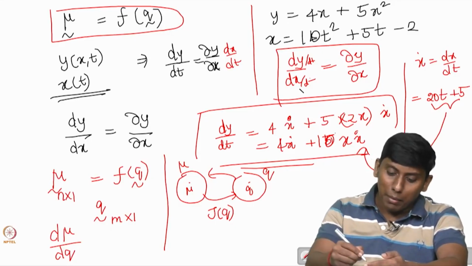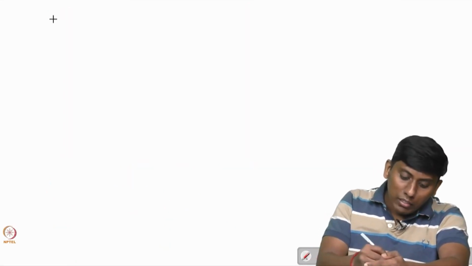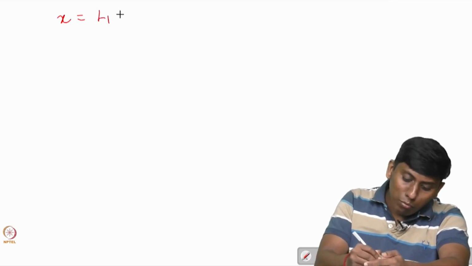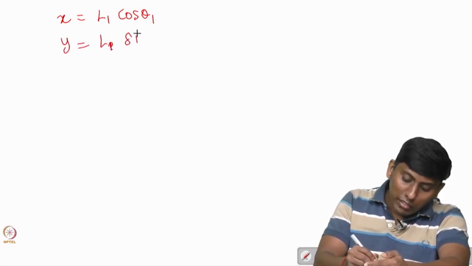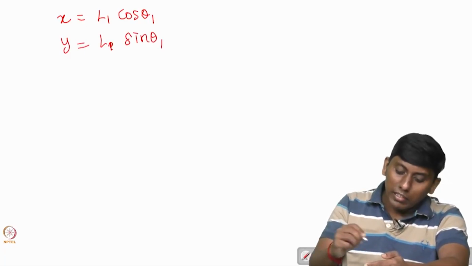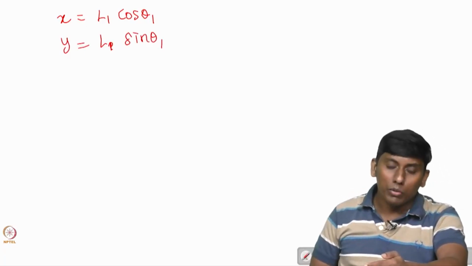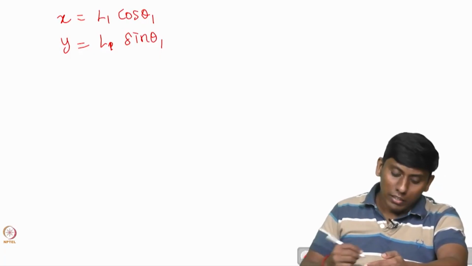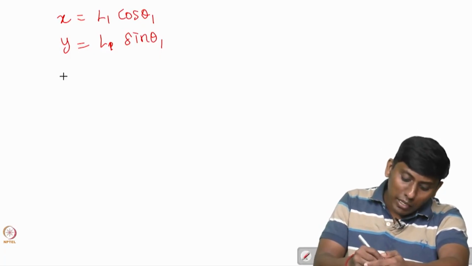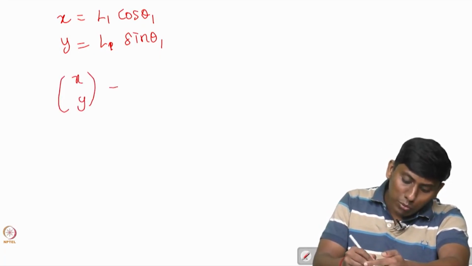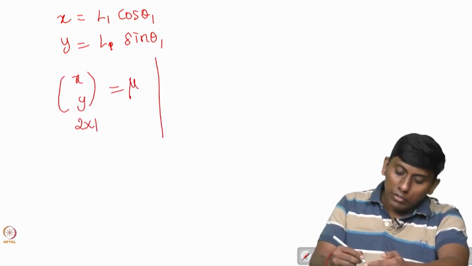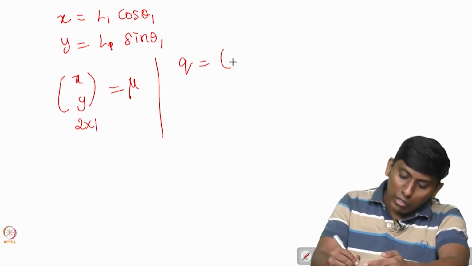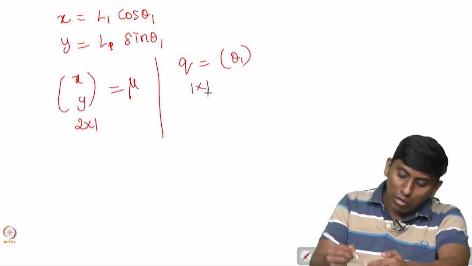So a very simple example, again I am doing it. For example, x is L1 cos theta 1, and y is L1 sin theta 1. In the sense it is a simple pendulum kind of thing, where L1 is constant. So I can write x and y as mu, which is 2 cross 1, where q is only theta 1, which is 1 cross 1.